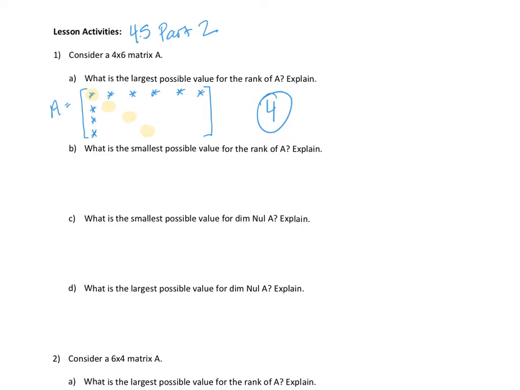The smallest possible value for rank of A would be 0. If you have a matrix full of zeros, it has no pivot columns, so its rank would then be considered 0.